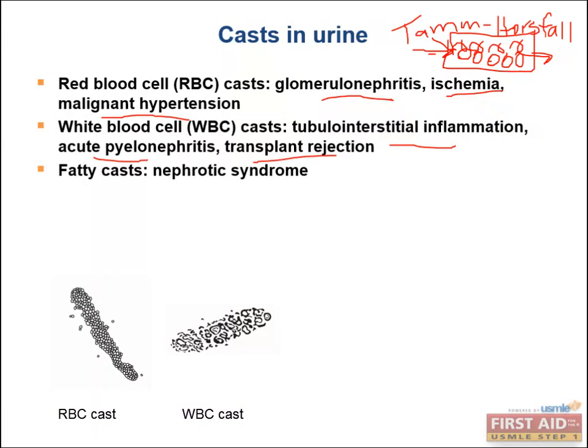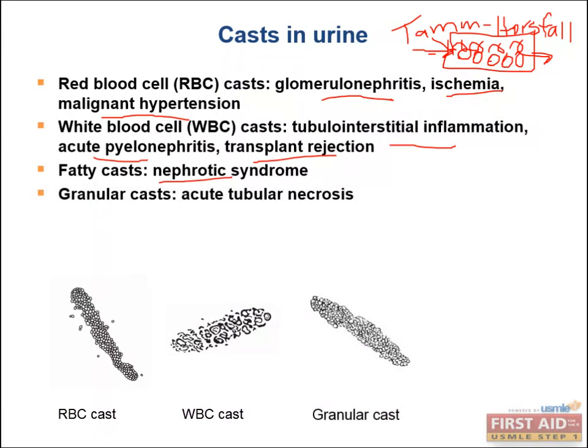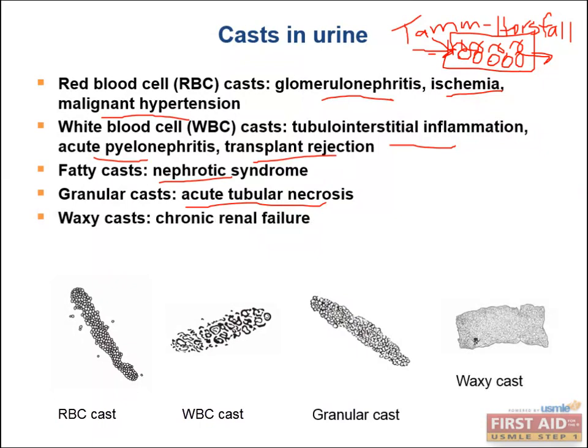Fatty casts, on the other hand, are a sign of nephrotic syndrome. And granular casts, made up of the tubular cells themselves, are due to acute tubular necrosis. Waxy casts are going to be seen in chronic renal failure. And finally, hyaline casts are nonspecific and can be seen in concentrated urine in a person who may be dehydrated.